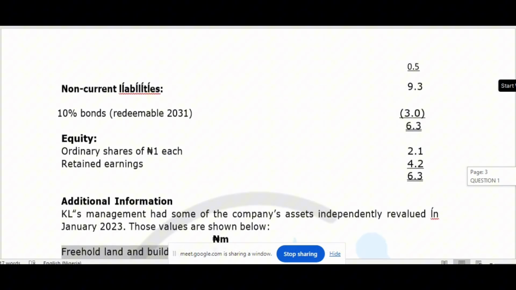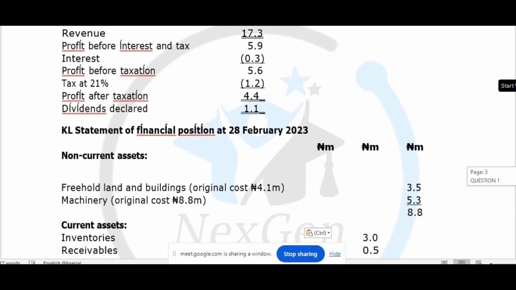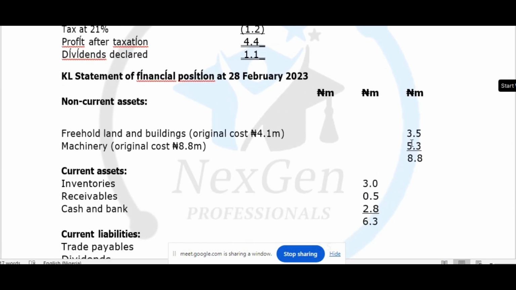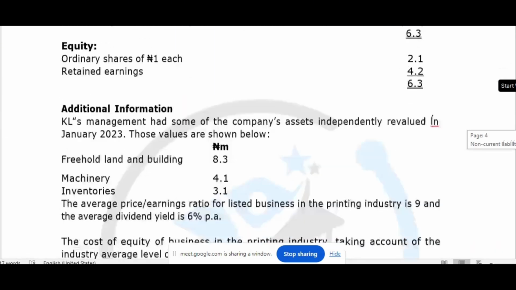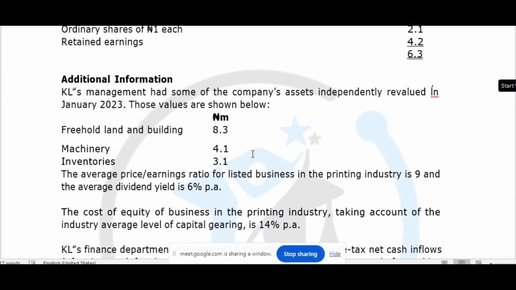Now, machinery. Do we have machinery from our financial statement? This is machinery. Machinery before was 5.3, right? Now, what did they revalue it to? They revalue it down to 4.3. This is the revalued amount that you are going to pick now.